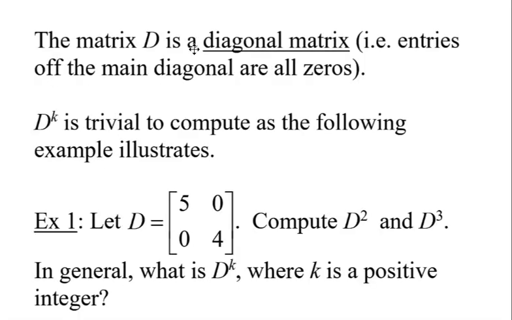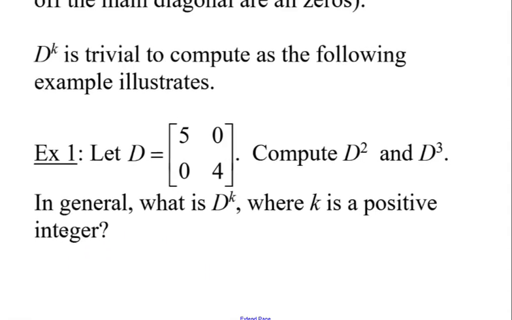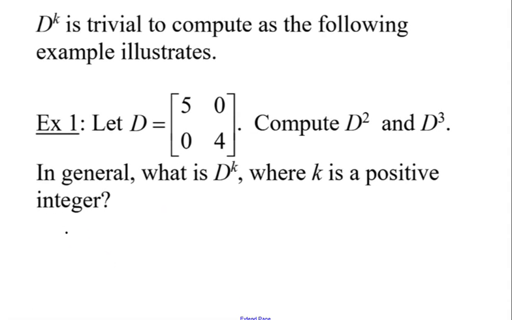So a matrix D is diagonal. It's what I just said before. So D to the K is trivial to compute, and we can look at that. So if D is that, then D squared is going to be D times D, which is [[5,0],[0,4]] times [[5,0],[0,4]].